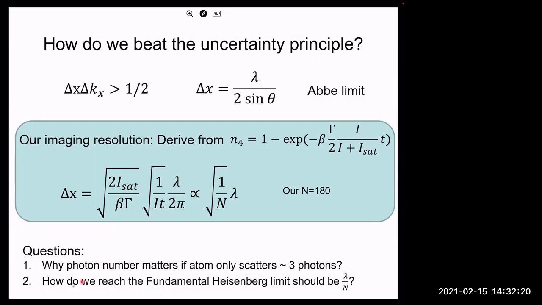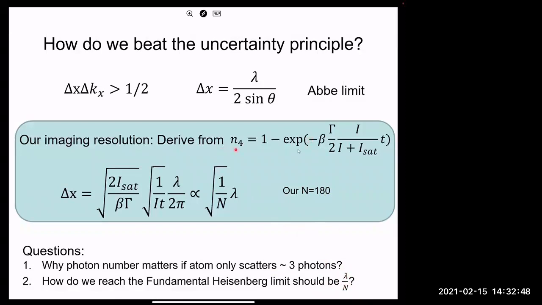Second question: if you really think about this, the true fundamental limit for a many-body system is that it should be improved by the total particle number. If the photon number plays a role, instead of 180, why don't we have lambda over n instead of lambda over square root of n? Or fundamentally, how do we get improved by another square root of n to reach the true quantum limit?